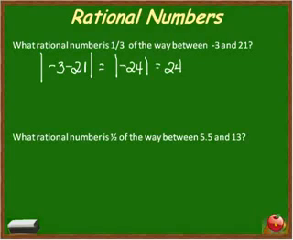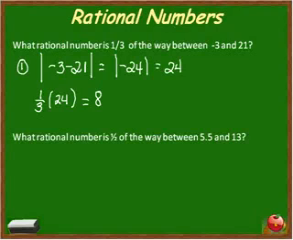So I want to know what rational number is 1/3 of the way. So I'm going to take 1/3 times 24. 1/3 of 24 gives me 8. So the number that I'm looking for is not actually 8. That's the distance that I'm going to add to -3 to find my number. So this is not the number that's 1/3 of the way. It's the number that I'm actually going to add.